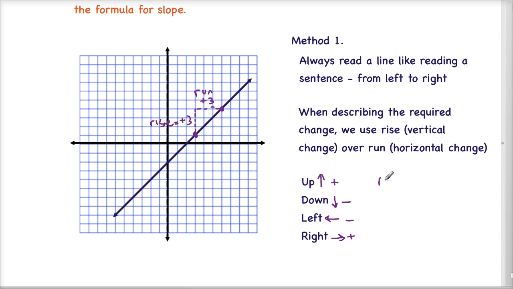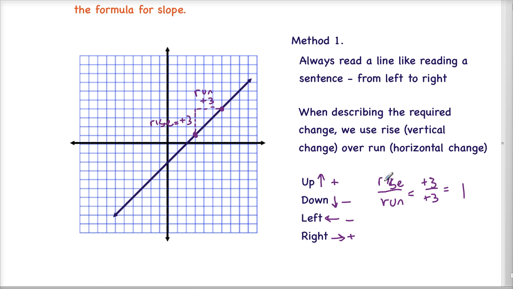So my rise over run equals plus 3 over plus 3, and I would simplify that. Positive over positive is a positive number. 3 over 3 is 1. So in this case, my slope is positive 1, right?